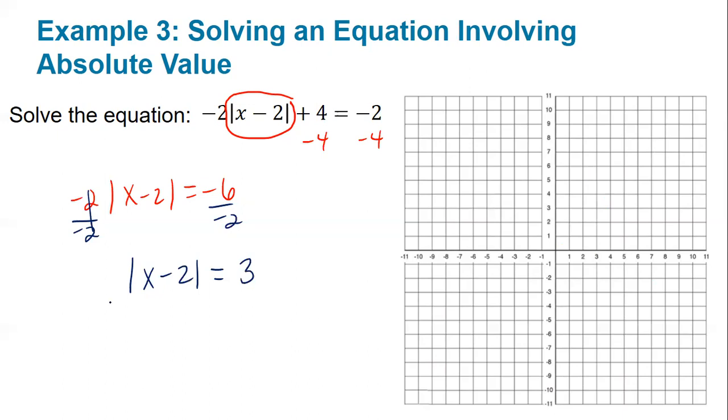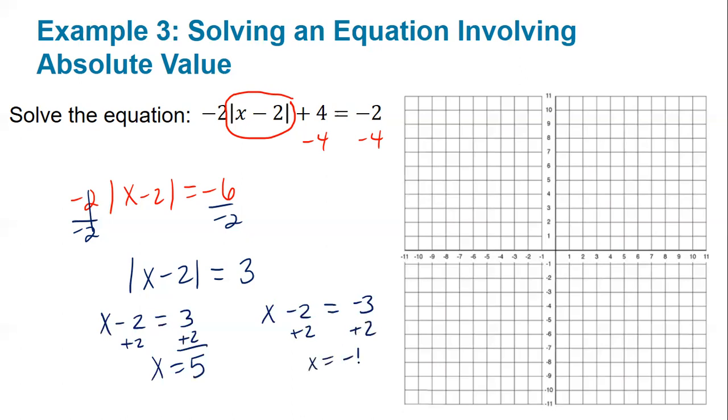There we go. So I take away my bars. And it's going to create how many equations? And one's going to be positive, one's going to be negative. All right, I'm going to add 2 to everything. So therefore, x equals what? Either 5 and or -1. There we go. Okay, that would be the hardest that an absolute value equation would get.